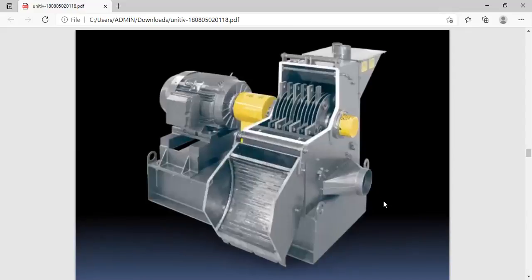So limestone is one example. If we want to take the examples of mining, so limestone is brittle enough to be cut by this hammer mill.